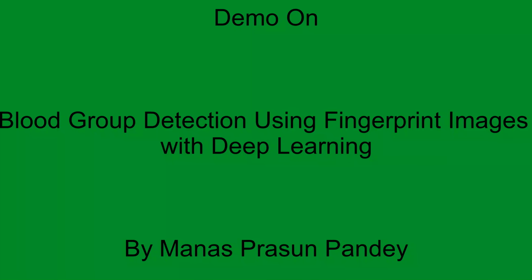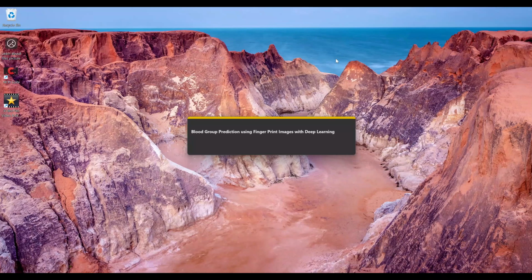Welcome to the demo on blood group prediction using fingerprint images with deep learning. In this demo, I'll show you how to download or clone the Git repository, followed by a walk through the structure of the application with various folders and files, followed by the deployment.